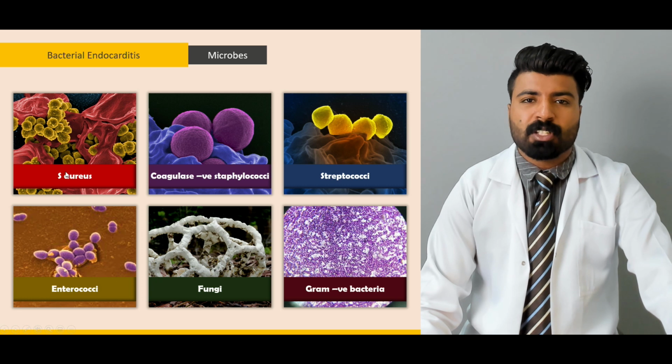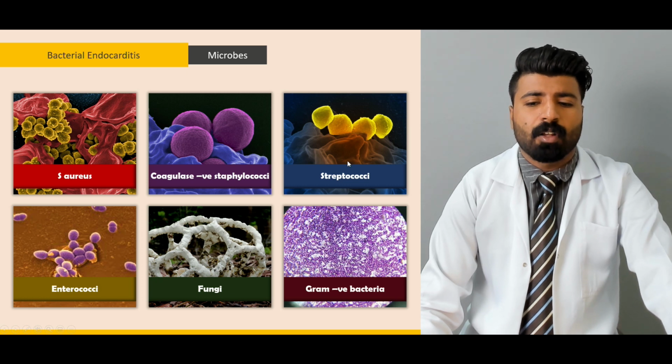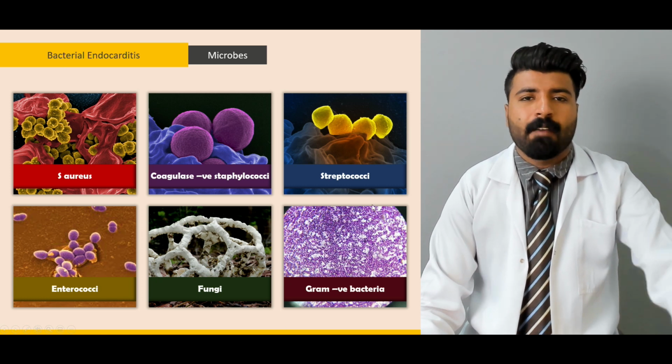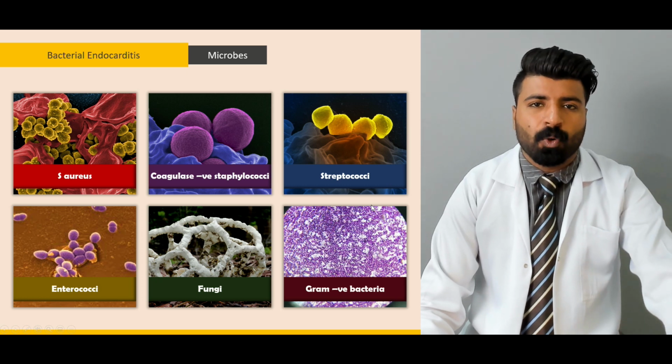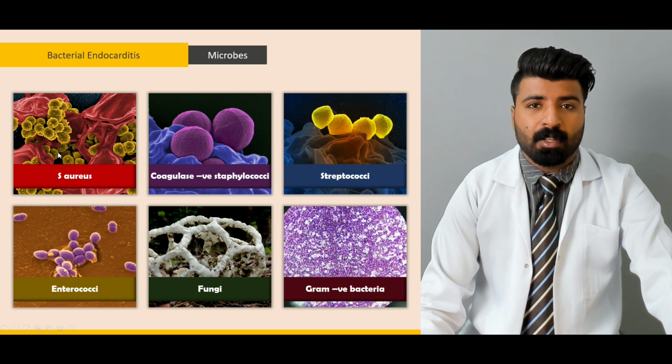So Staphylococcus aureus being a major one, then streptococci, which are Streptococcus pyogenes and Streptococcus viridans, are involved. Coagulase negative staphylococci are involved. Enterococci are involved. Fungi, any kind of fungal infection, can lead to this. Gram-negative bacteria are one major reason of developing bacterial endocarditis. So you have to keep these 6 groups in your mind whenever you hear the name of bacterial endocarditis. But basically, it's Staphylococcus aureus. Remember that.